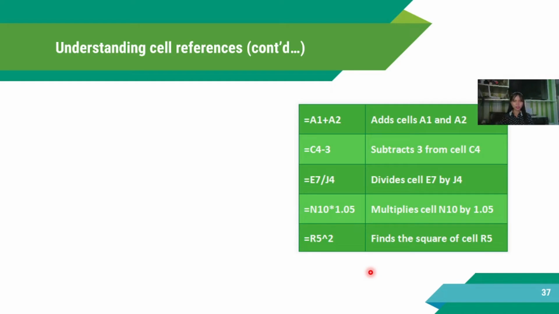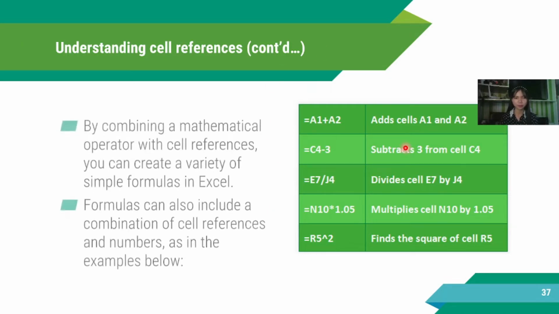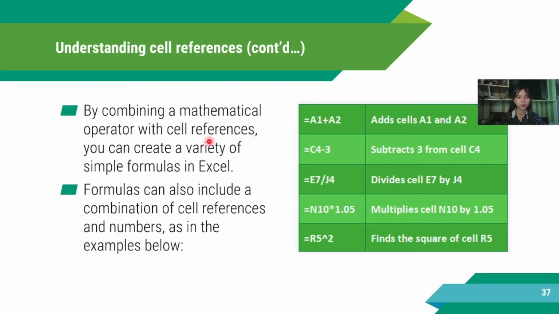Sige. Let's proceed to understanding cell references. So, example, equal sign A1 plus A2 adds cells A1 plus A2. Equal sign C4 minus 3 subtracts 3 from the cell C4. And then, E7 divided by J4 divides cell E7 by J4. Okay? These are samples of cell references. By combining a mathematical operator with cell references, you can create a variety of simple formulas in Excel. Formulas can also include a combination of cell references and numbers, just like this one.